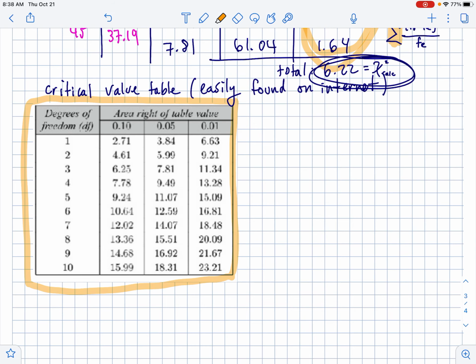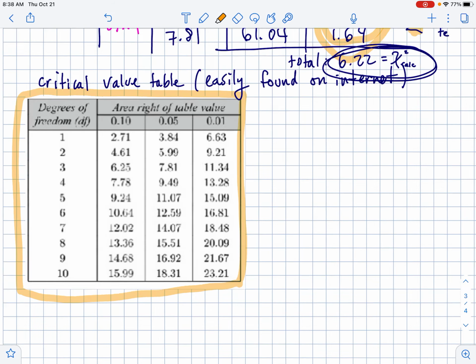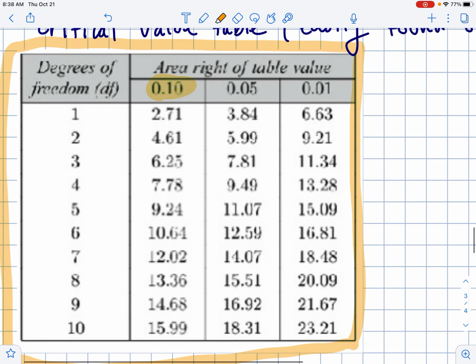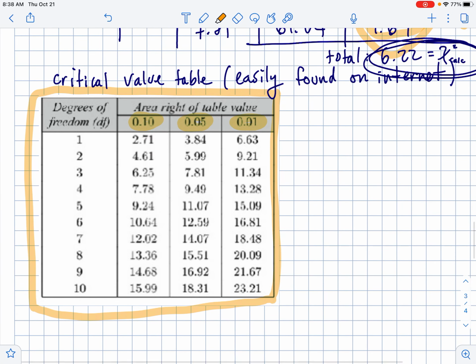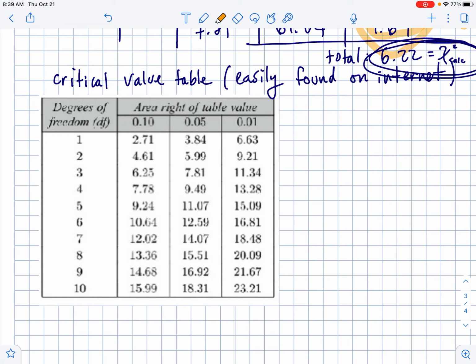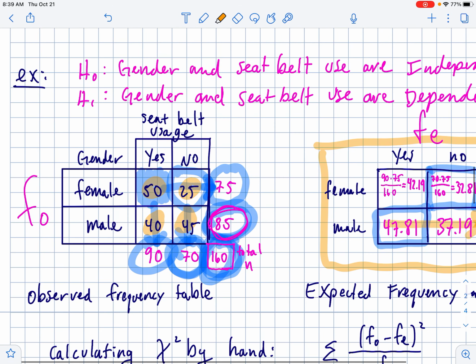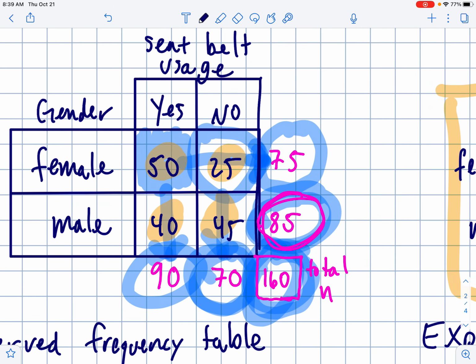The critical value comes from this chart. This chart can be found on Google Image Search. There's lots of bigger ones and stuff like that. In this course, you will only be expected to test at a 10% confidence, a 5% confidence, or 1% confidence. So we have to compare our chi-squared with one of these numbers, but which number do we use? Well, it depends on the size of your original table.